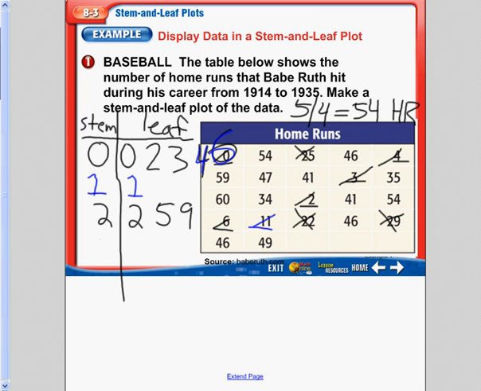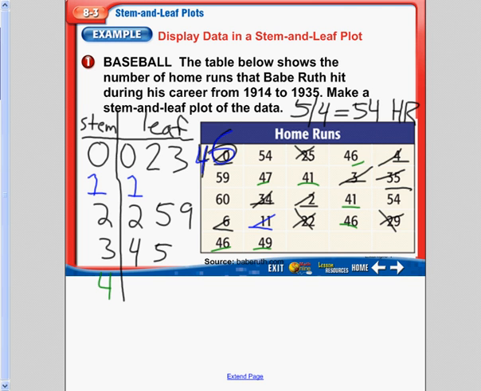Now we're on to the 30s. In the 30s I see a 34 and a 35. So 34, 35. Now we're on to the 40s. We're going to move down here and switch colors. In the 40s I see 41, 41, 46, 46, 46, 47, 49.